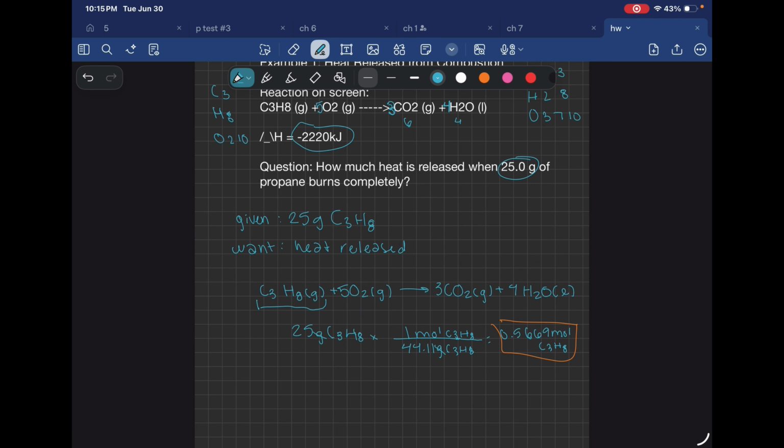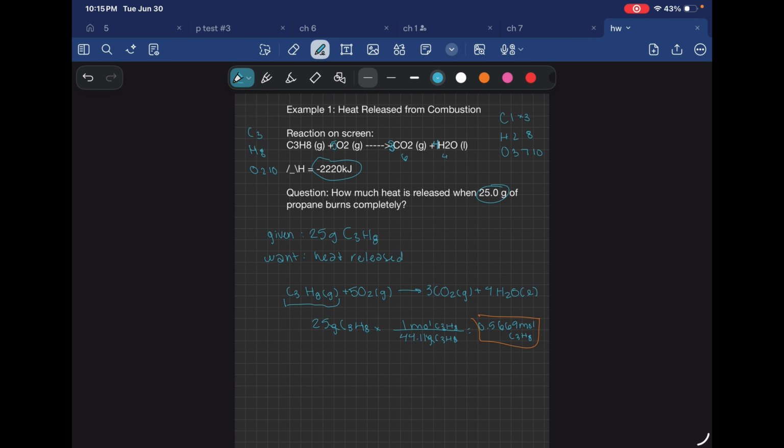All right. So let's take a step back and see what we've done from here. We found out what we were given. So we were given 25 grams of propane. And we want the heat released, as the question states, from propane. So from using those terms, we balanced our equation here. And with balancing our equation, we found our moles by multiplying our grams times 1 mole over the molar mass of C3H8. And that's how we found moles of C3H8.